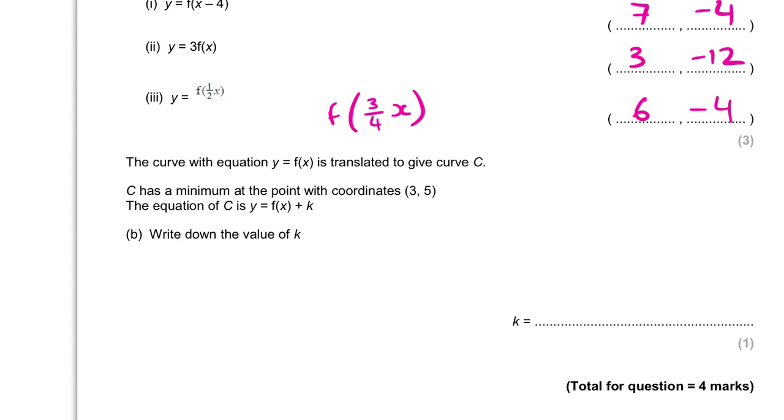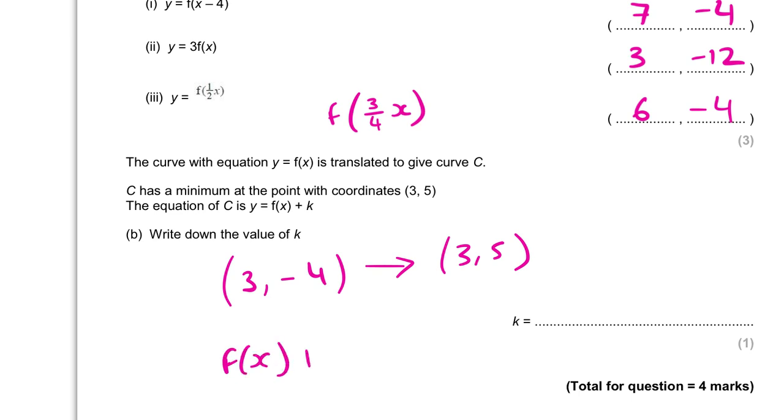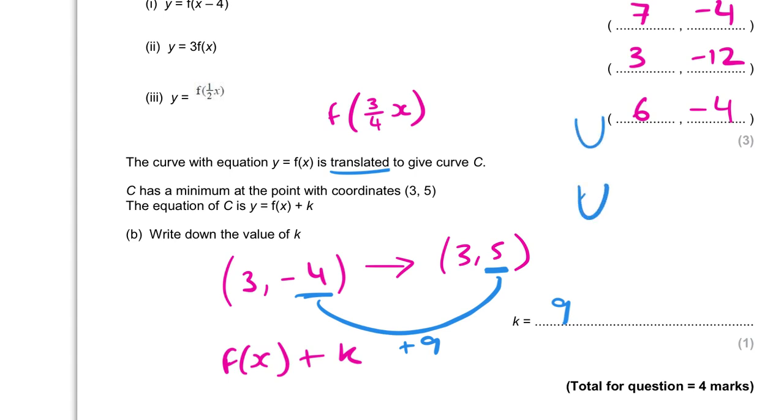C has a minimum point with the coordinates 3, 5. So we've gone from 3, minus 4 to 3, 5. It's told us the translation is f of x plus k. We can clearly see our y coordinate has been affected. How did we go from minus 4 to 5? We added 9. Brilliant. So k is 9. Minus 4, how do we get to 5? We've clearly moved the graph up by 9. Yeah? It's a translation, and the graph has gone from here up to here.